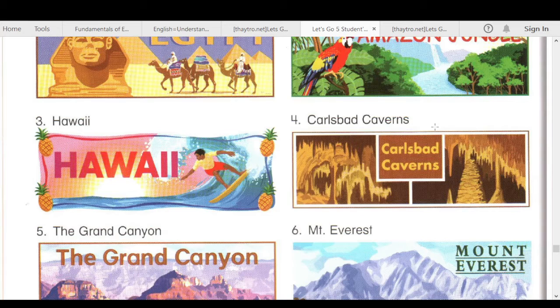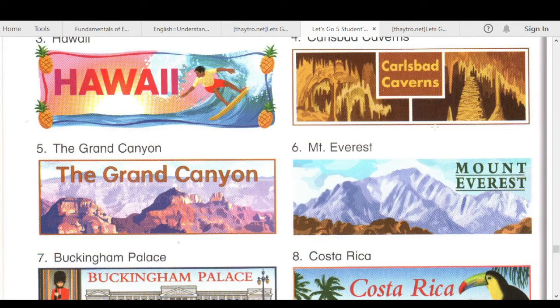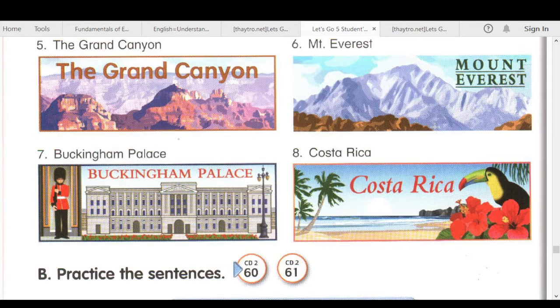Number 4. I have been to Carlsbad Caverns. I have never been to Carlsbad Caverns. Number 5. I have been to the Grand Canyon. I have never been to the Grand Canyon. Number 6. I have been to Mount Everest. I have never been to Mount Everest. Number 7. I have been to Buckingham Palace. I have never been to Buckingham Palace. Number 8. I have been to Costa Rica. I have never been to Costa Rica.